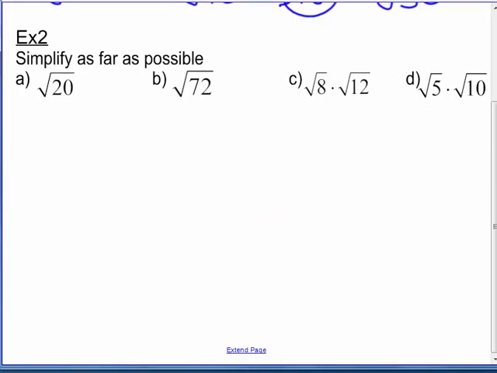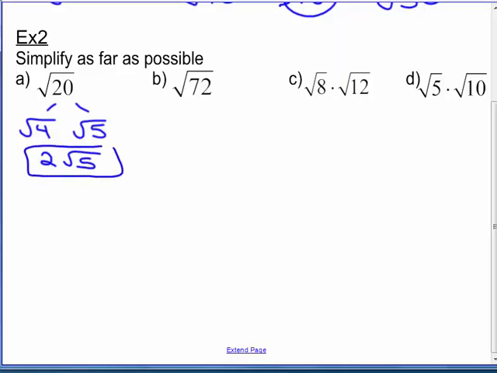So in example 2 here, now we can do a little bit more simplifying in these. So I'm going to break 20 down. Now I have a couple options. I can do 2 and 10 or 4 and 5. I am going to choose 4 and 5 for this reason. I'm going to choose perfect square roots. Meaning, taking a look, the square root of 4 is 2. So I get 2 root 5.